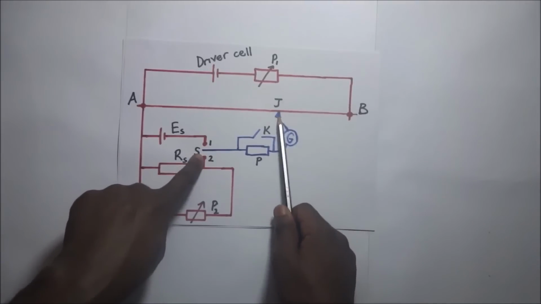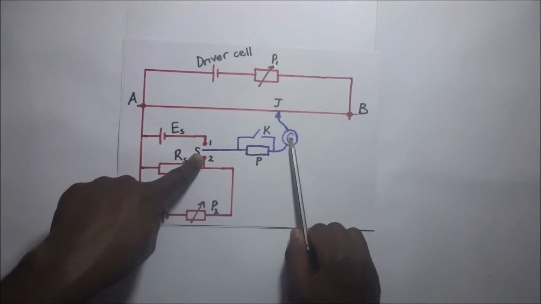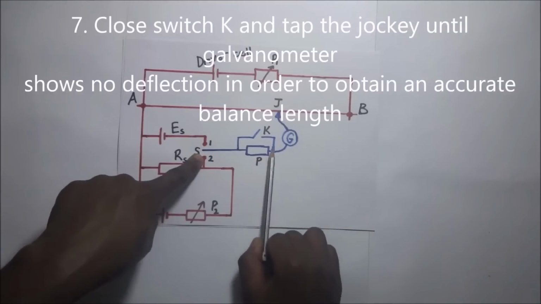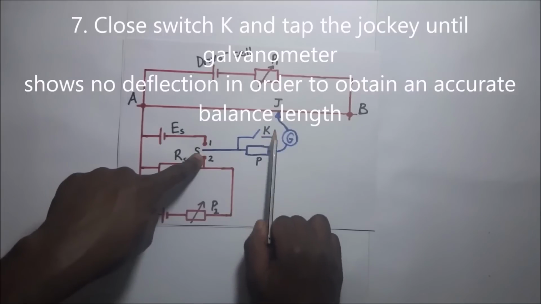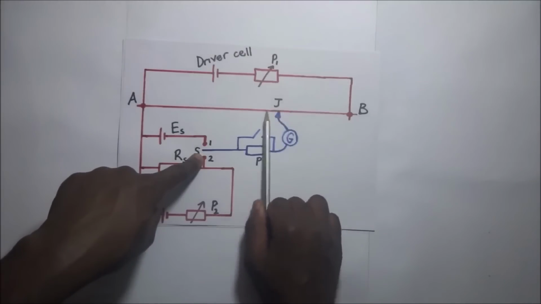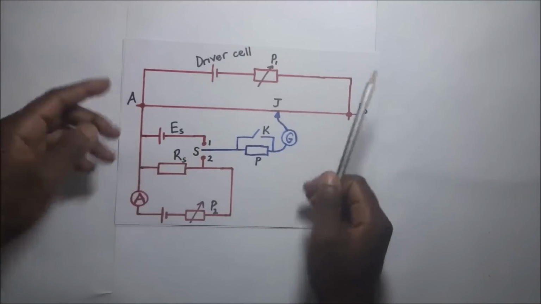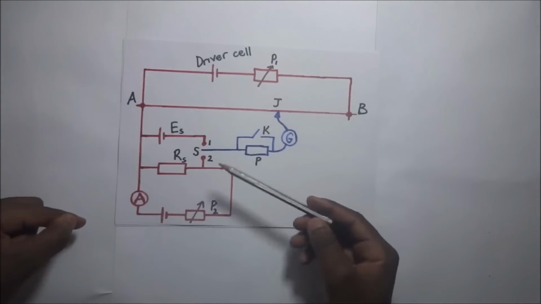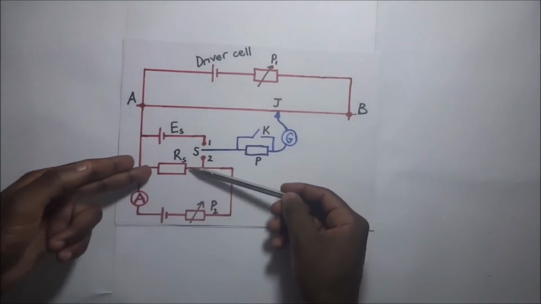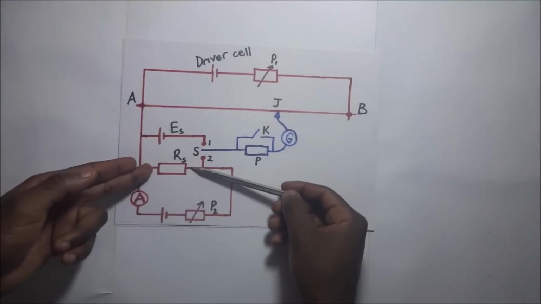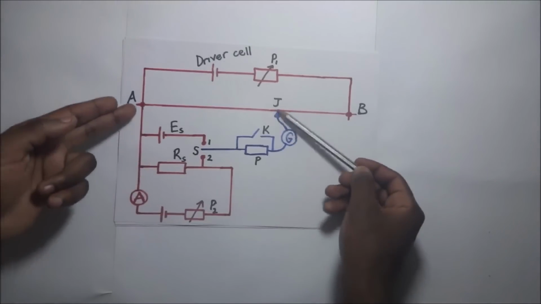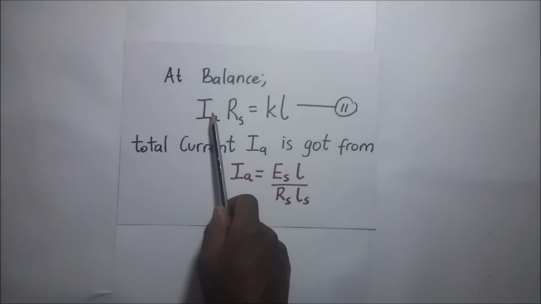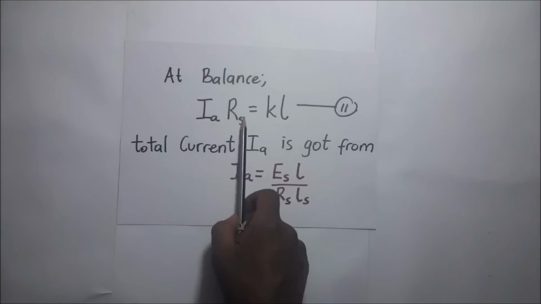Then after getting the approximate balance length, which is got when the galvanometer is not showing any deflection, we'll close switch K so that we bypass the protective resistor. When we close switch K, we continue to tap this jockey along this wire AB, and then we will be able to get our accurate balance point. And when we get the accurate balance point, it means that the potential difference across this RS is equal to the potential difference across the balance point we will have gotten. So that's our expression, that the IA, which is current going through that resistor, times RS is equal to KL.